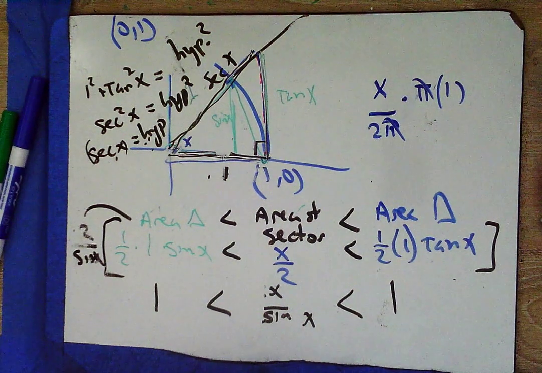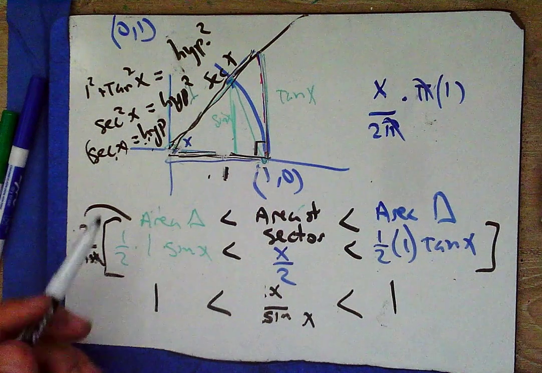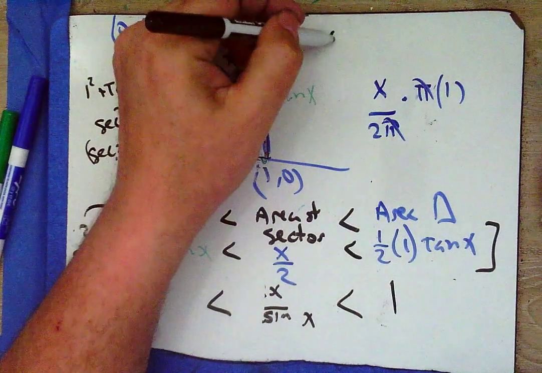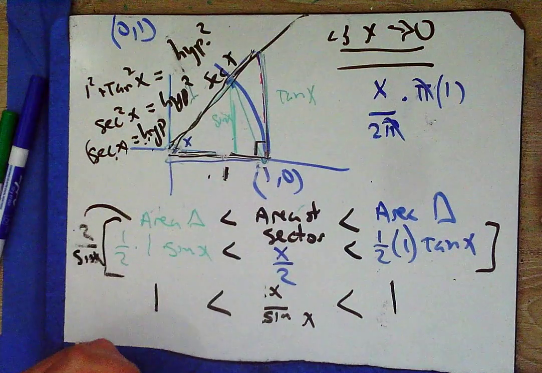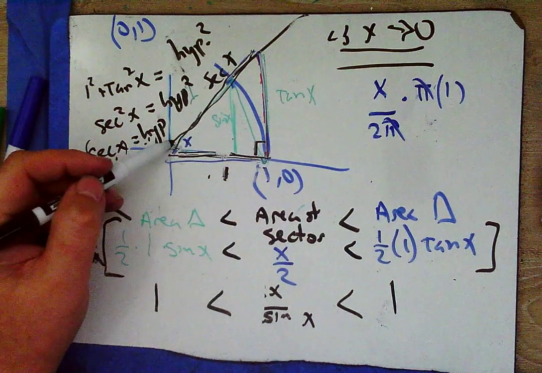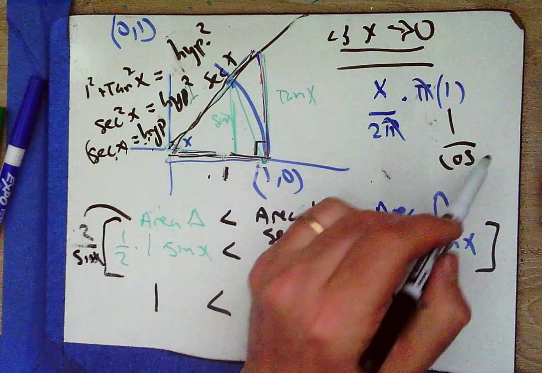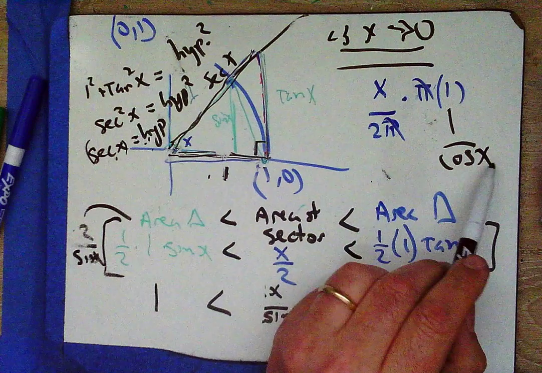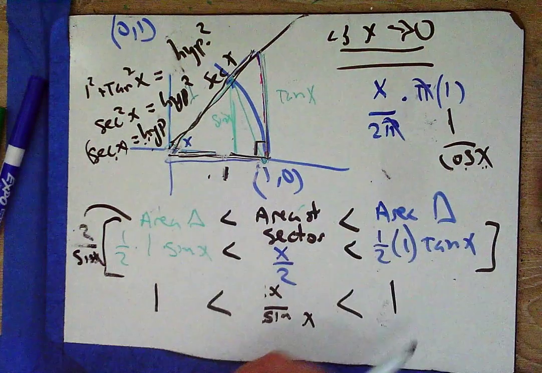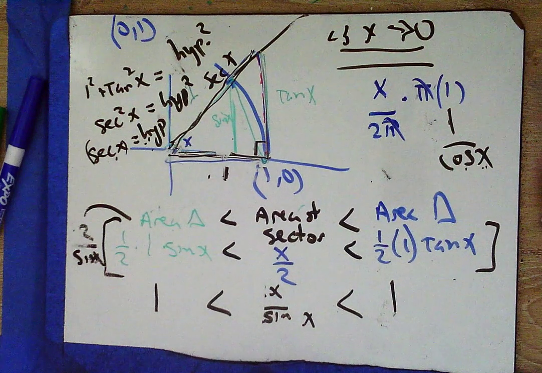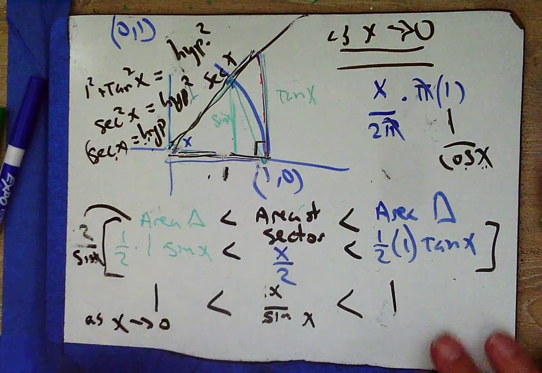Wait, I think there's something. I know what it is. Right, I forgot. Remember, this is all about as x approaches 0. So if this angle approaches 0, we've got 1 over cosine of x, right? And so if I put a 0 in there, cosine of 0 is 1, 1 over 1 is 1. So that is 1. Okay, so this works as x approaches 0.